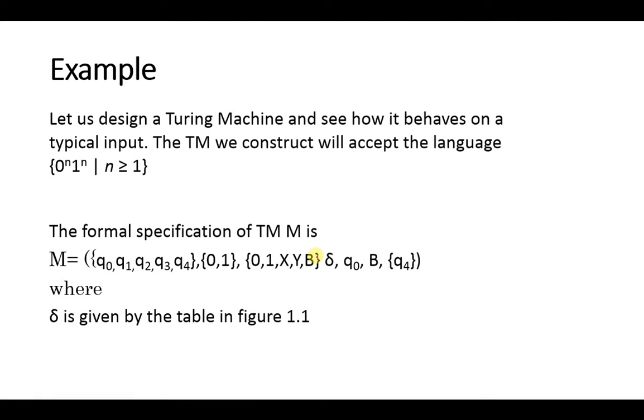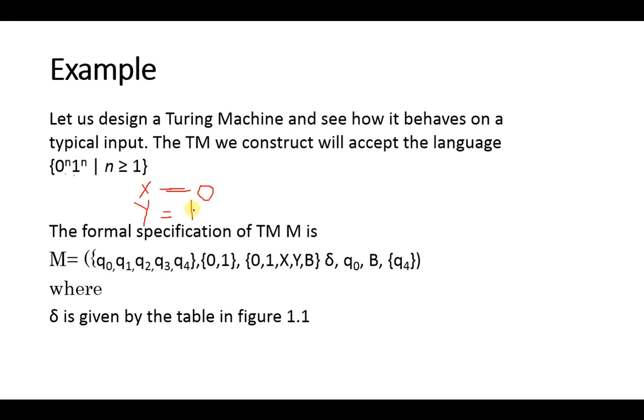Starting at the left end of the input, it repeatedly changes a 0 to an x and moves to the right over whatever zeros and y's it sees until it comes to a 1. It changes the 1 to a y and moves left over y's and zeros until it finds an x.